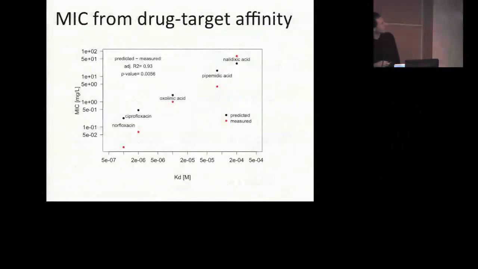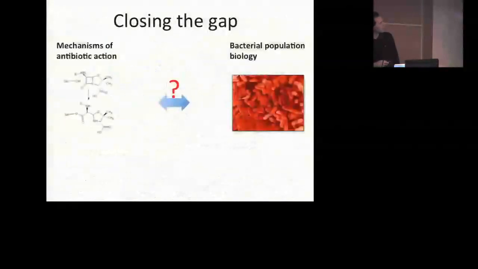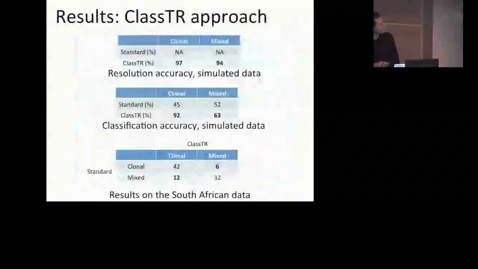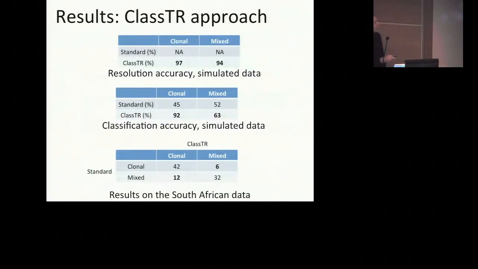I think you're talking about this slide here. So this is the results on real data, and these are actual numbers. There are 42 strains that the standard method calls clonal that we also call clonal, and 32 strains that we call mixed and the standard method calls mixed. And those are the ones that are different. So there's 18 out of 92 that are different, that we give a different classification from the standard method.